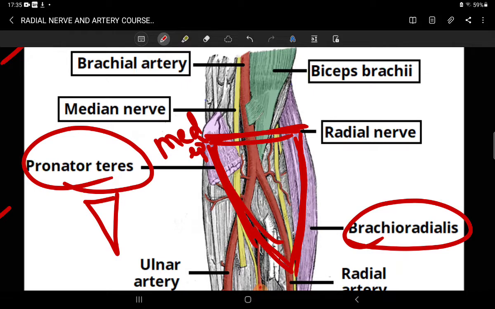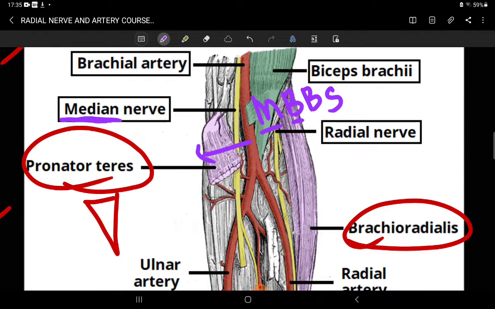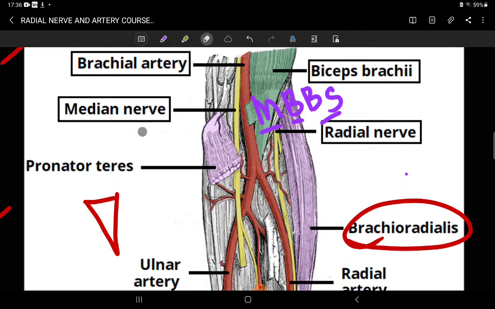The contents of the cubital fossa are very important to remember, as it is one of the most important anatomical landmarks. The contents can be remembered by the mnemonic MBBS. M refers to the median nerve, B is for the brachial artery, another B is for the tendon of biceps brachii, and S is for the superficial branch of the radial nerve. Remember this MBBS when it comes to the cubital fossa.